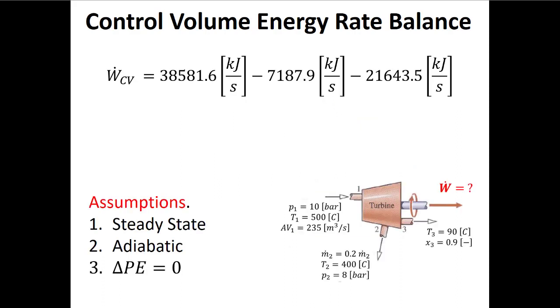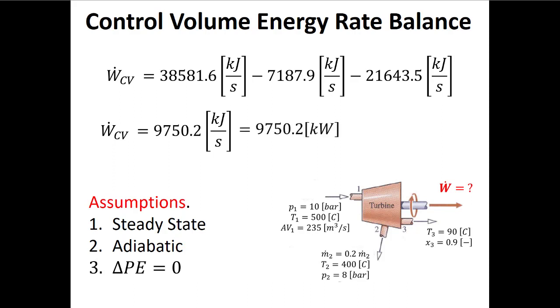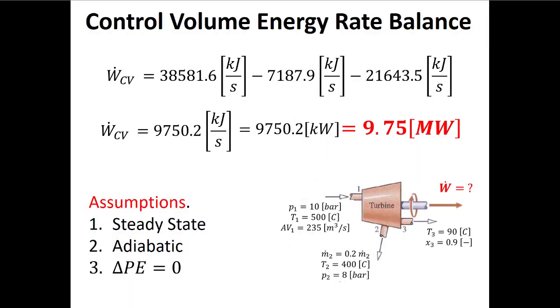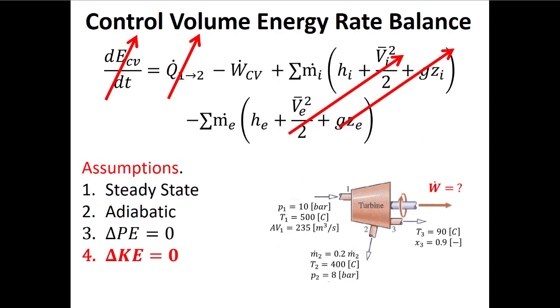So I get that the power generated by this turbine is 9,750.2 kilojoules per second, or kilowatts. So that's the same number in kilowatts. If I wanted to convert this to megawatts, this is the beauty of the metric system. To go from kilowatts to megawatts, all I do is divide by 1,000. So this is 9.75 megawatts.